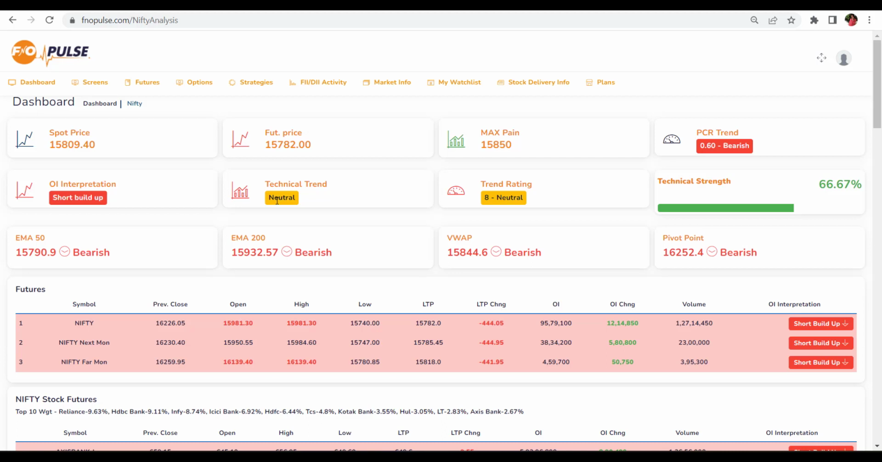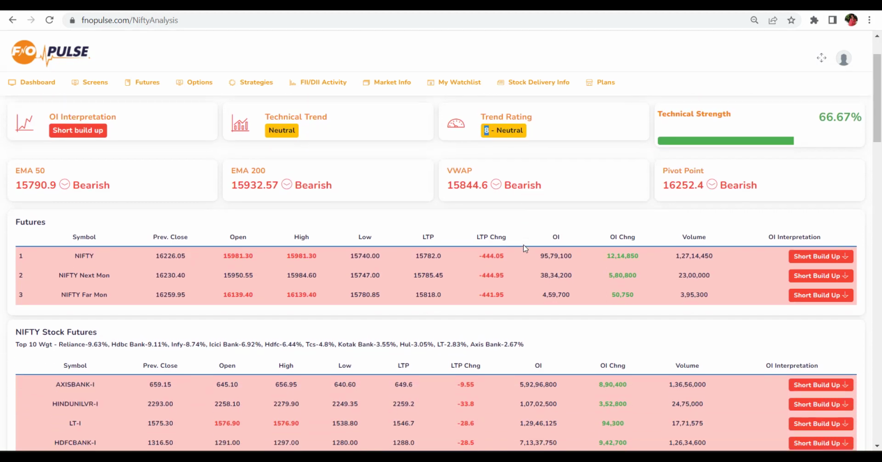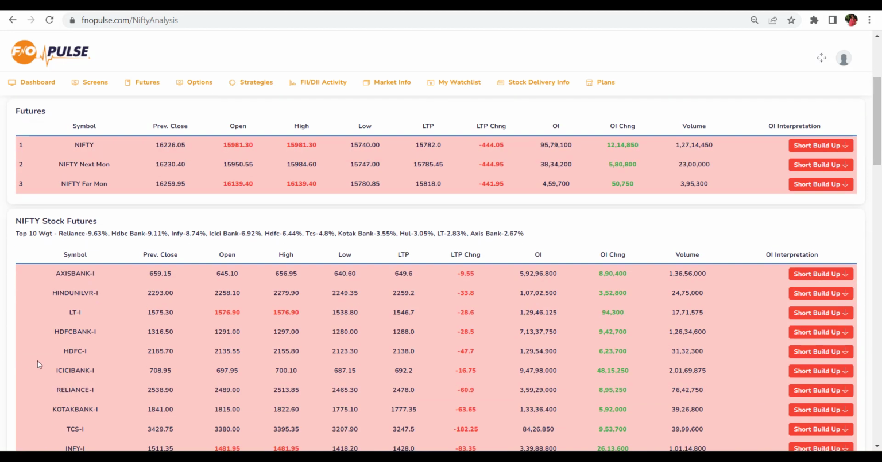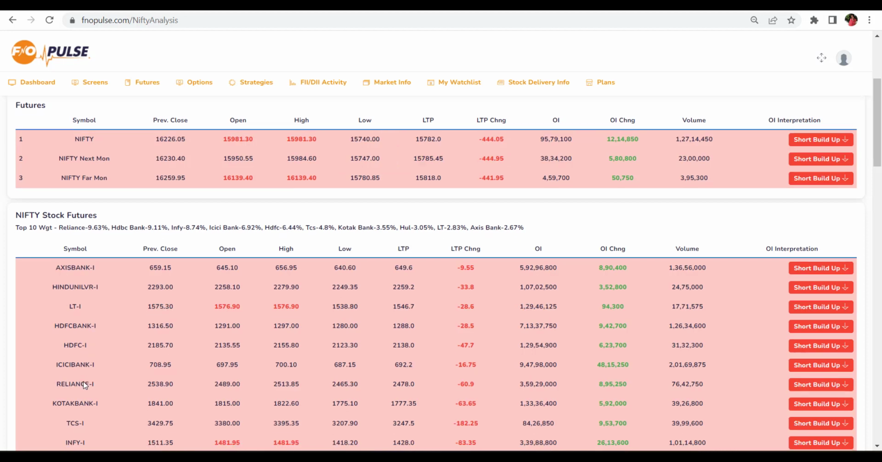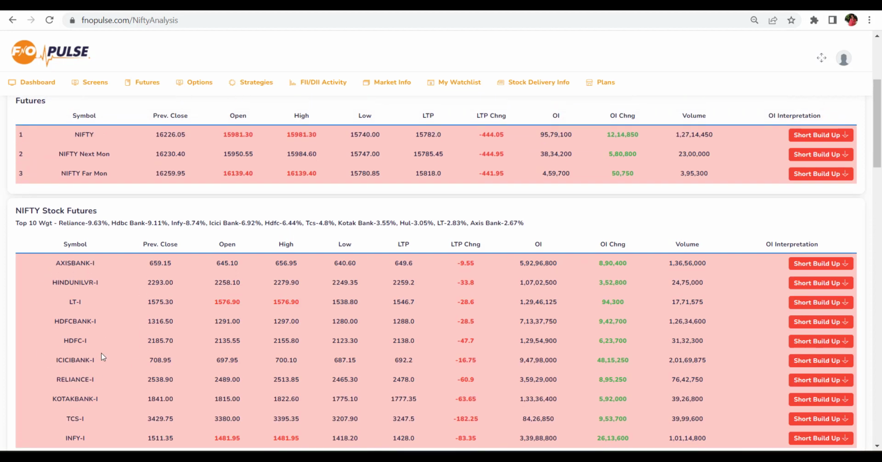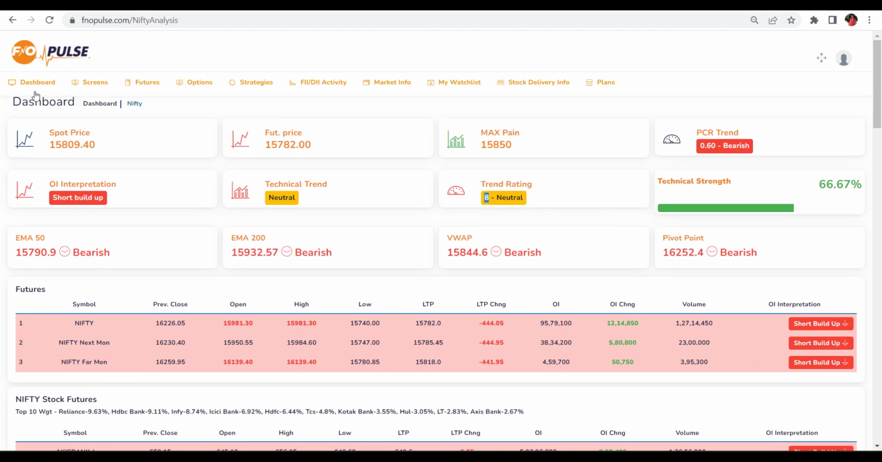With 12 parameters, we calculate this. With the technical trend, it is neutral and the trend rating is neutral. Out of 12 parameters, 8 technical trends are on the neutral side. So the overall 8 trends are neutral. The market is neutral. Like that, you can identify the futures: current month Nifty May, Nifty June, and July futures are listed here. The same way you can see it for current month stocks, so that you can understand the market.